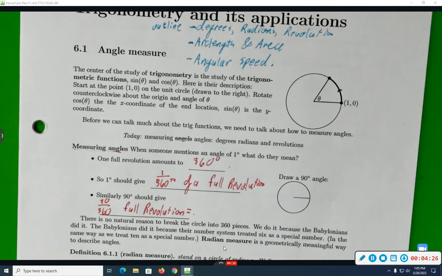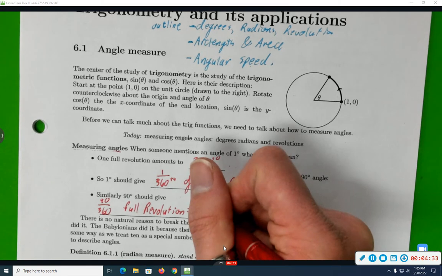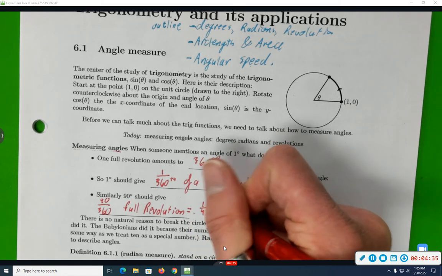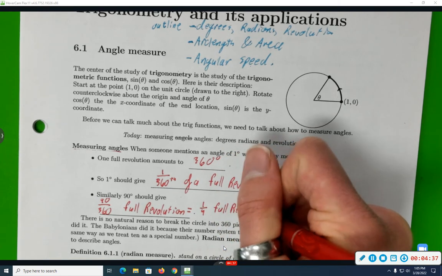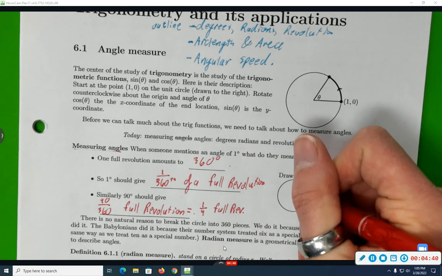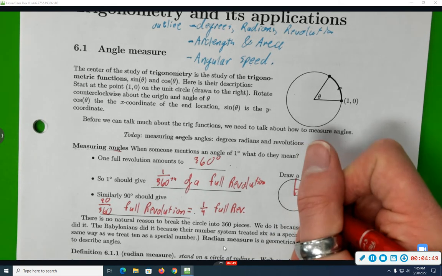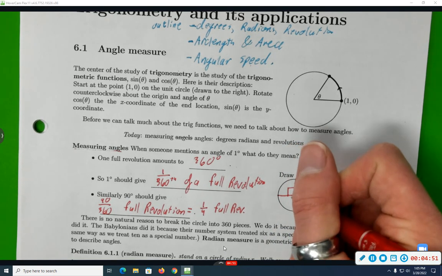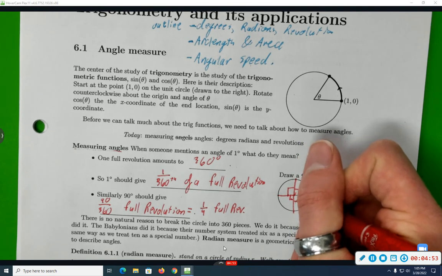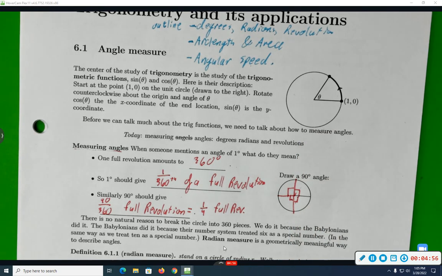Well, let's simplify that. What's 90 over 360? 4. Yeah. So a 90-degree angle is 1/4 of a full revolution. On the other hand, you already know what a 90-degree angle is. It's like, that's a right angle. Is that the same as 1/4 of a full revolution? Yeah. There's 1/4 of a full revolution. There's another. There's another. And then there you are, back to where you started. So yeah. So great, that's not news to anyone.